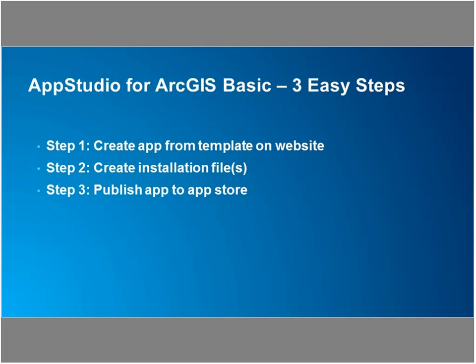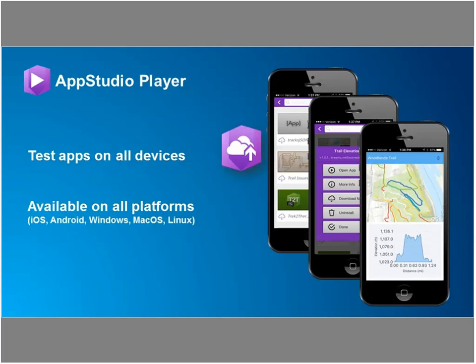One piece I do want to mention is AppStudio Player. This is something that you can download from the app stores right now. Once you build an AppStudio app, you can consume it inside the Player application. So if you just go to your app store on your phone or your tablet and look for AppStudio Player, you can download this and run your apps, essentially for testing purposes, to get a look and feel for how the app's going to behave on a particular device. So that's the Player.